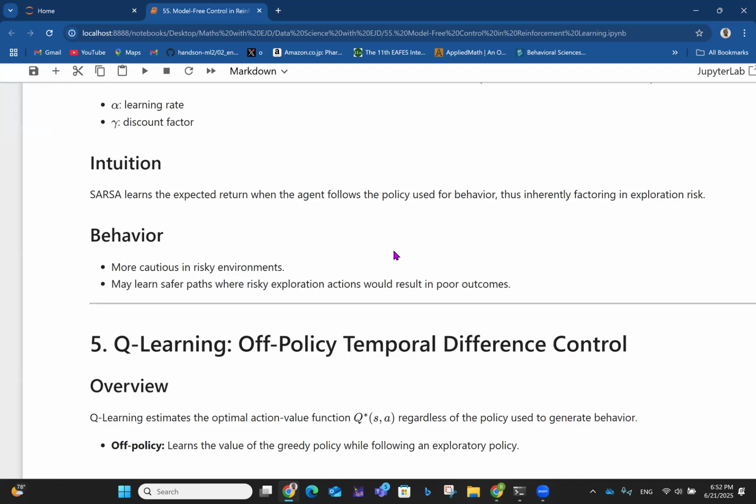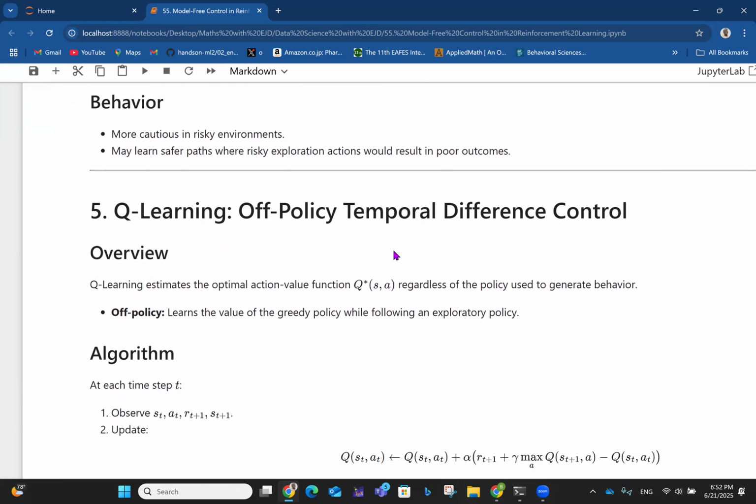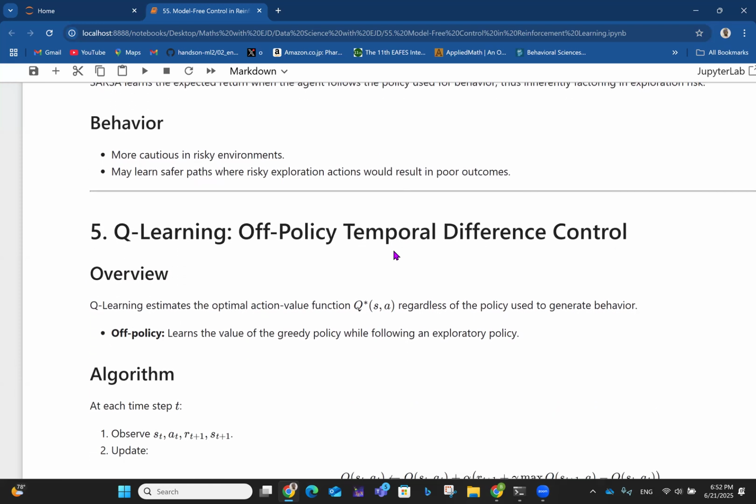So the intuition here is that SARSA learns the expected return when the agent follows the policy used for behavior, thus inherently factoring in exploration risk. Then we have the behavior. SARSA is more cautious in risky environments and may learn safer paths where risky exploration actions would result in poor outcomes. So you see, you are learning as you go: in a particular state, you have an action leading to a reward, which leads to a new state and its own actions.